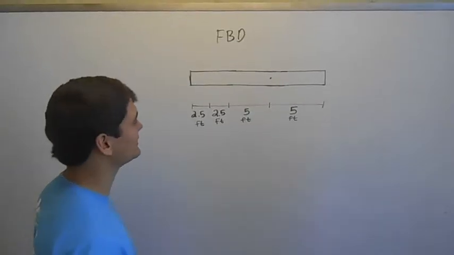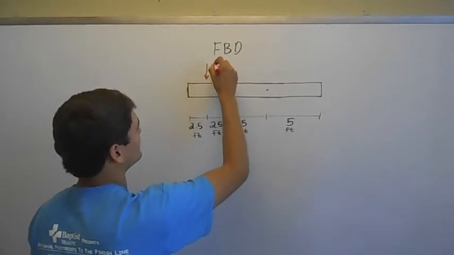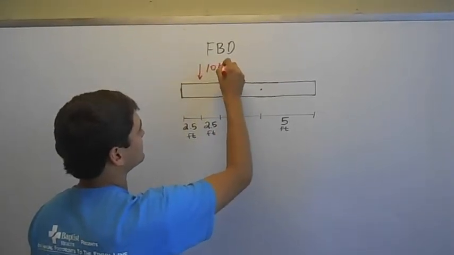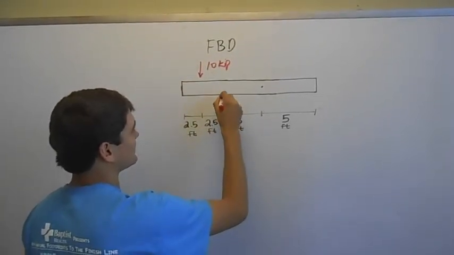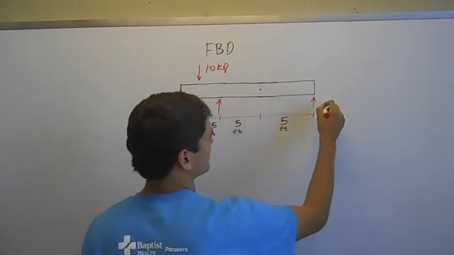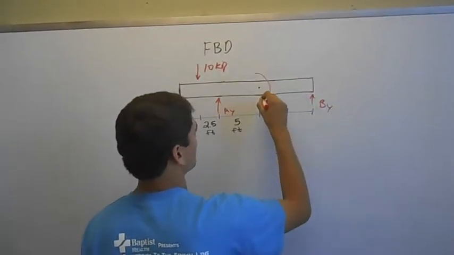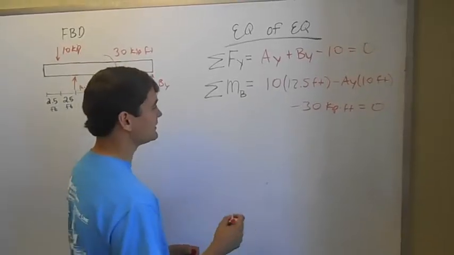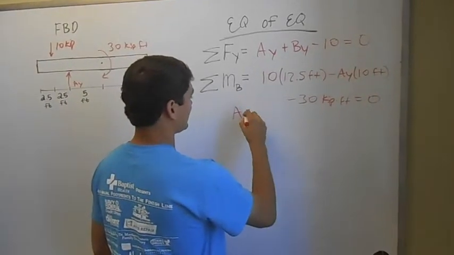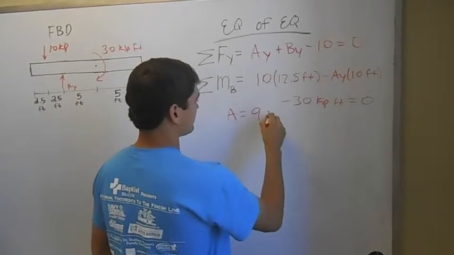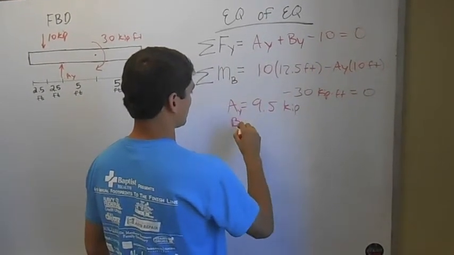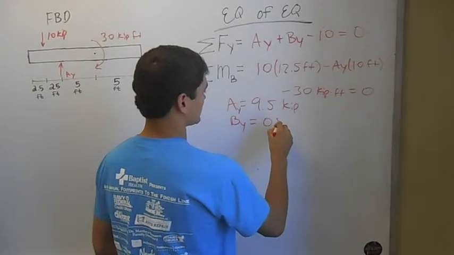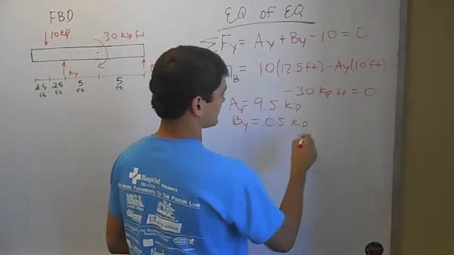From the distributed load, we have a force of 10 kips, a support reaction at A, a support reaction at B, and a moment of 30 kip-feet. From these equations, we get A equals 9.5 and B, that's By, equals 0.5 kips.